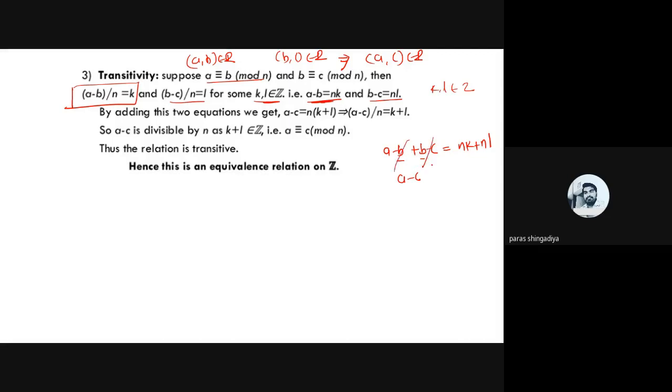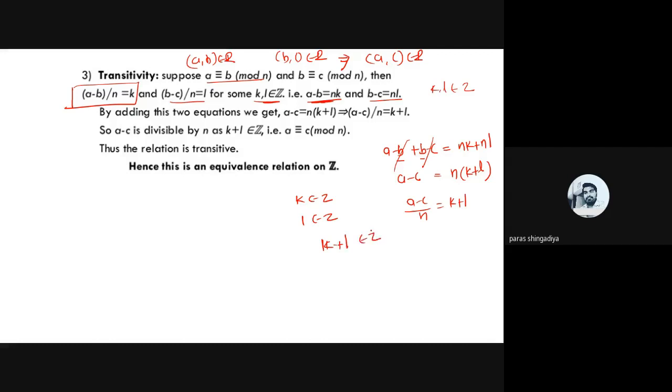Clear? So we'll get a minus c is equal to, take n as common, n times k plus l. So what we derived here is a minus c divided by n is equal to k plus l. Now we know that k belongs to Z, l also belongs to Z. So when we add both values k plus l, that will also be in Z.